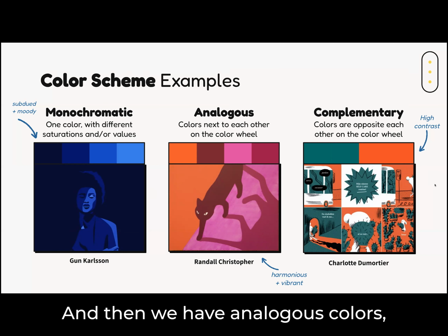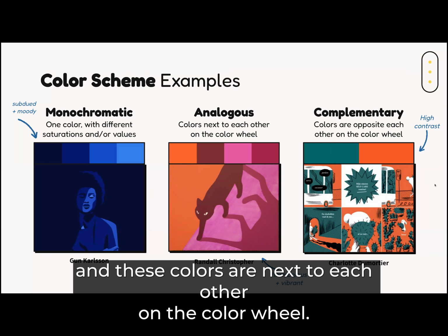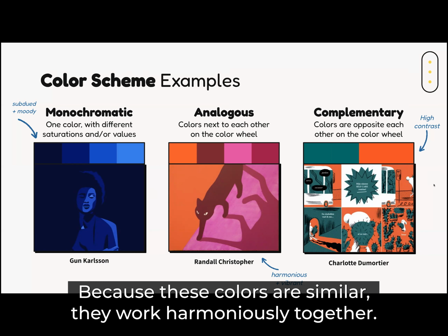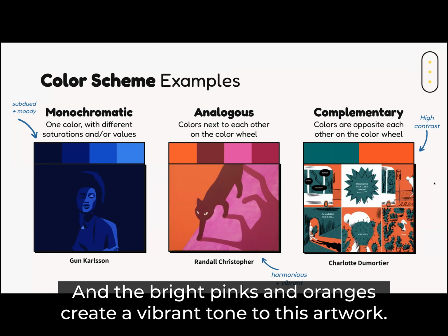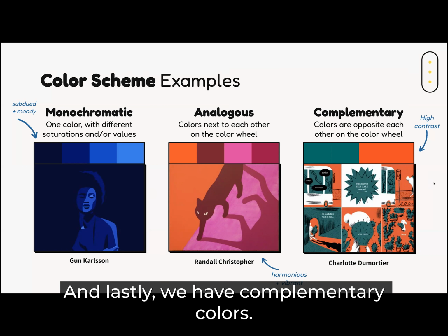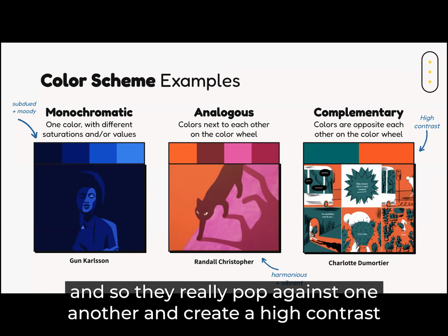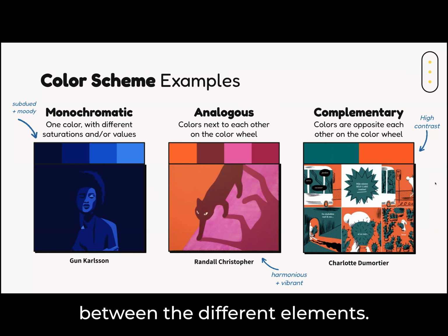And then we have analogous colors, and these colors are next to each other on the color wheel. Because these colors are similar, they work harmoniously together, and the bright pinks and oranges create a vibrant tone to this artwork. And lastly, we have complementary colors. These colors are on the opposite ends of the color wheel, and so they really pop against one another and create a high contrast between the different elements.